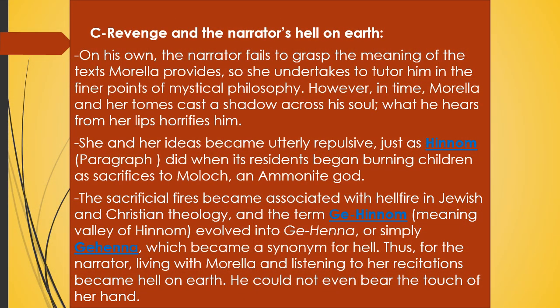The third theme tackles the main relationship between Morella and the narrator, and it summarizes how this relationship ended tragically. It is about the revenge of Morella and the narrator's health and suffering on Earth. As the narrator failed to grasp the meaning of the mystical text that Morella provides, he accepted his fate and accepted to be instructed by Morella about this mystical philosophy.